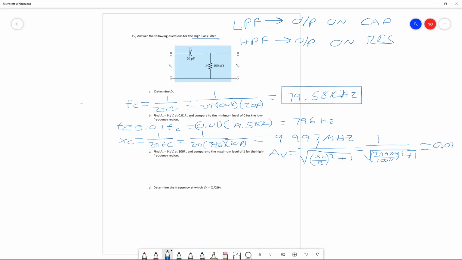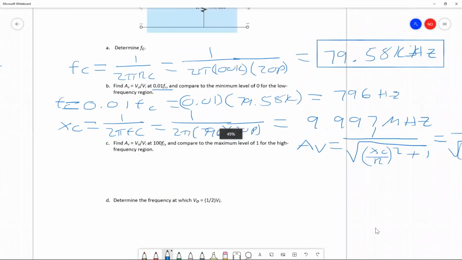That gets you roughly 0.01, which they want you to compare to the minimum level. Obviously, this number is very, very small. So this is a very, very small gain, meaning that if you put a voltage in at that frequency, you would only get 1% of that voltage to the load. So if you put in 100 volts, the load would see 1 volt, which is pretty much nothing. Anything that would require a 100-volt input would basically not turn on at all, which is what you want at the low frequencies with a high pass filter. Now we'll see with this other section that it'll be the opposite effect.